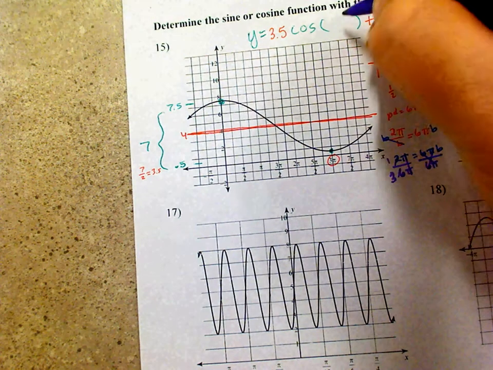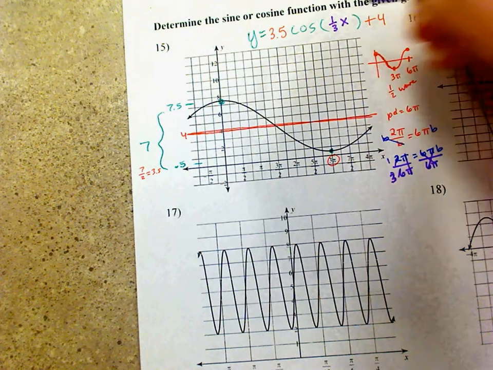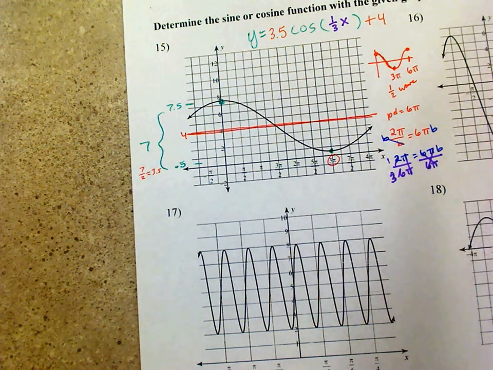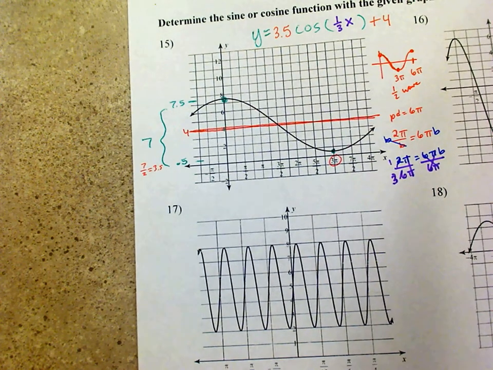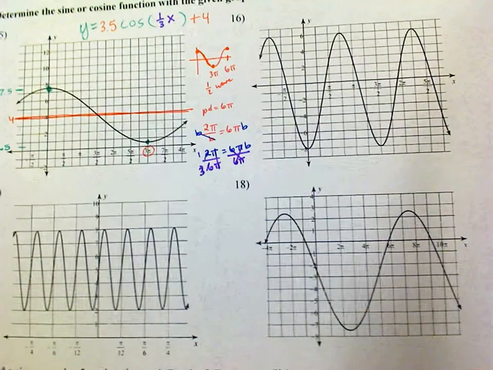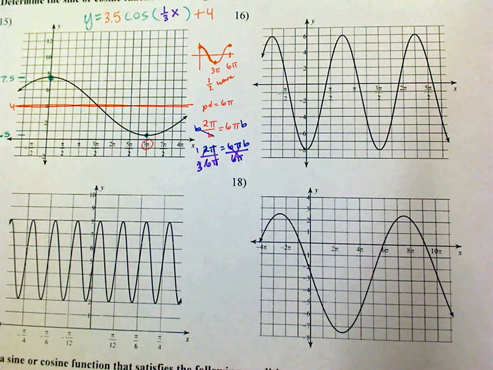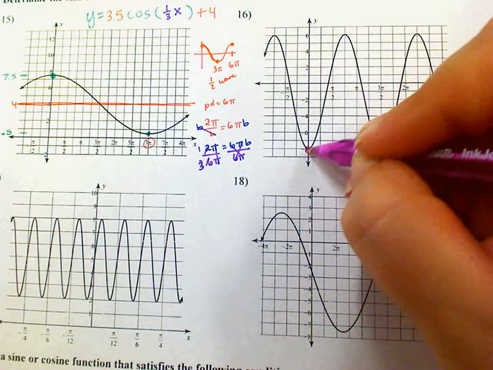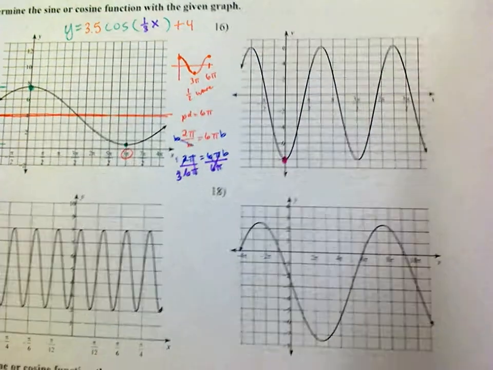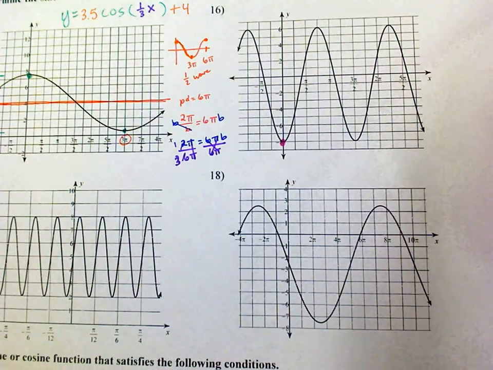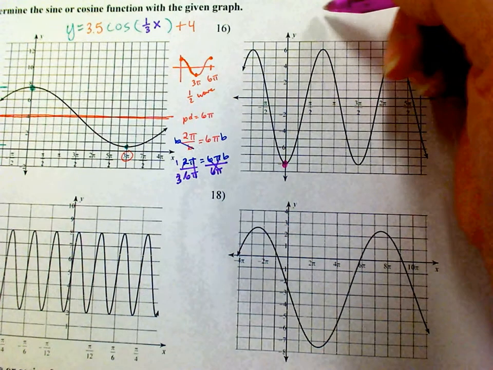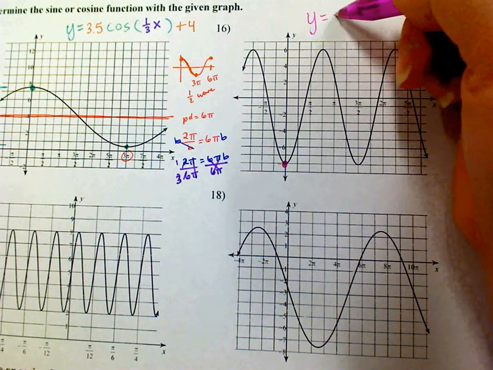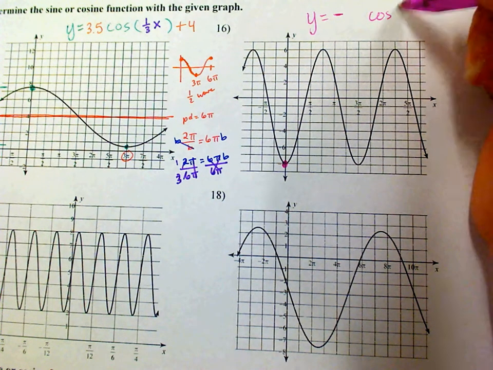Alright, on number 16, like I said, the first thing I'm going to do is draw a point where it meets the y-axis. And the fact that it starts at the minimum leads me to believe that this is a negative cosine wave. So it's a negative, and I'm going to have a cosine, leave some space for my amplitude, and go from there. Okay, I know that my max is at 6, and my min is at -8.